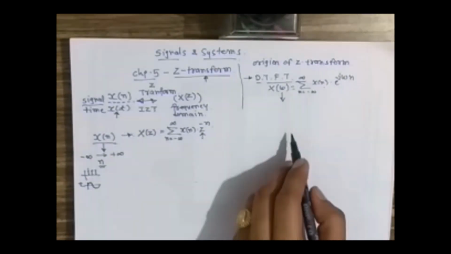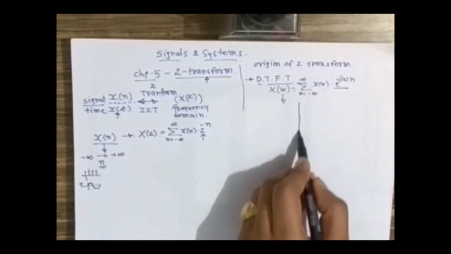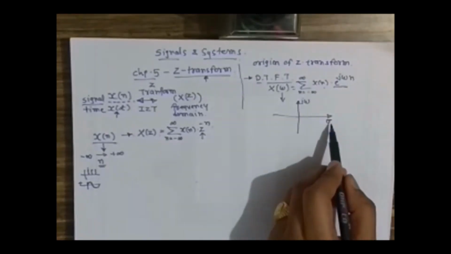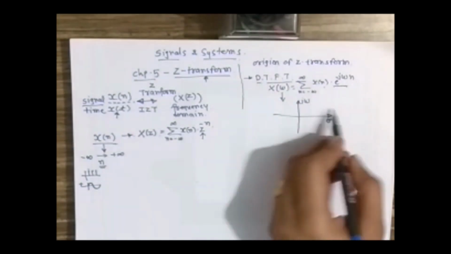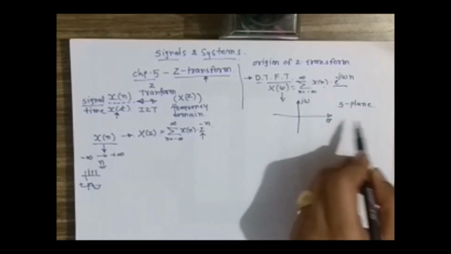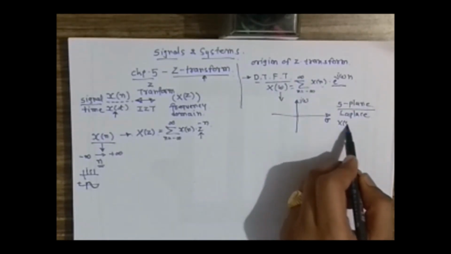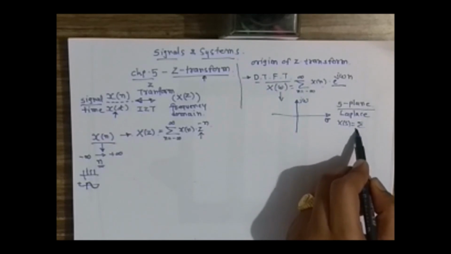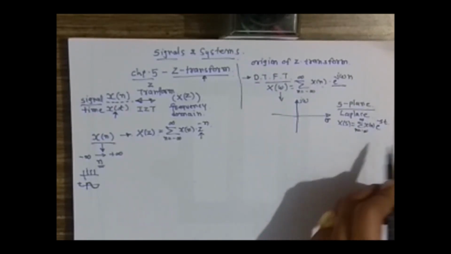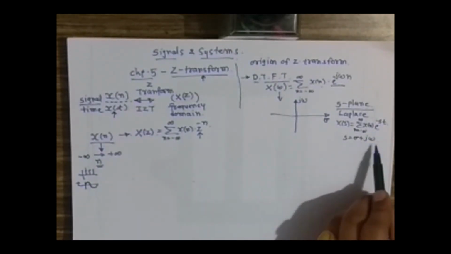So as we consider the Fourier transform in omega, the e raised to j omega is in the complex domain, where the y-axis represents j omega and the x-axis represents sigma. It is the S domain, also known as the S-plane in Laplace terms. So the Laplace is nothing but x of s equal to summation n equal to minus infinity to infinity of x of n e raised to minus st, where s is equal to sigma plus j omega.